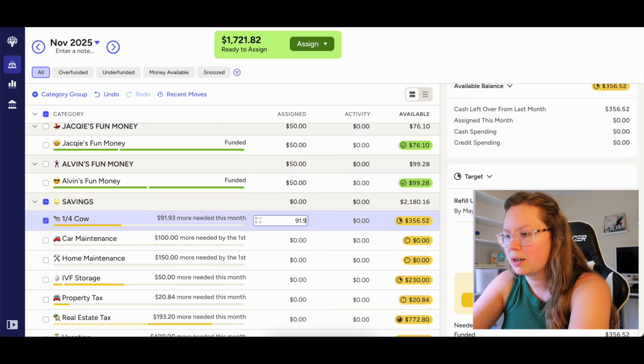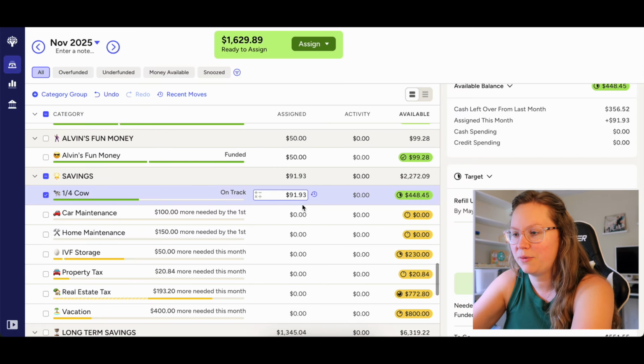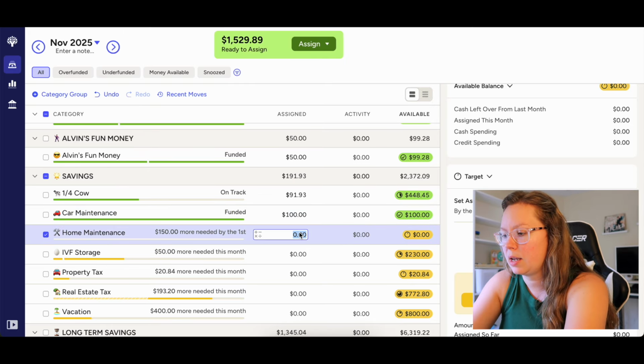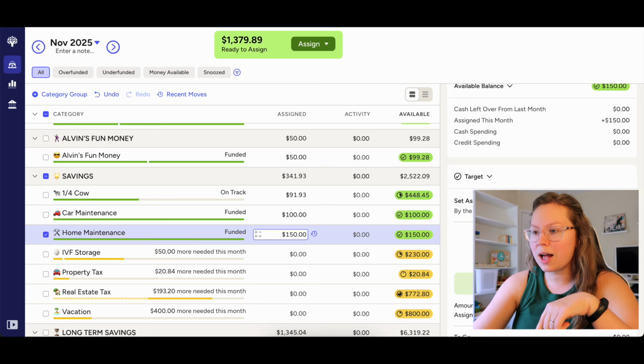One of these days I'm gonna get another cow, but right now all my freezers are full. $100 for car maintenance. We spent a lot of money recently with this kind of stuff because we bought a new oven for our house.